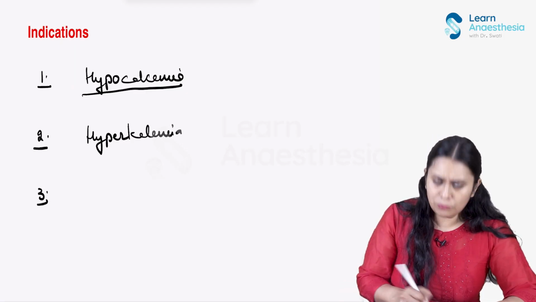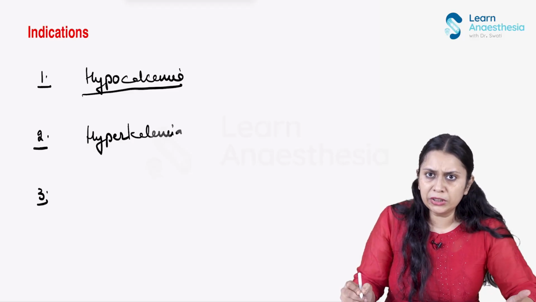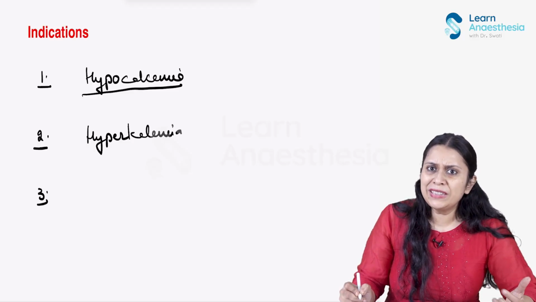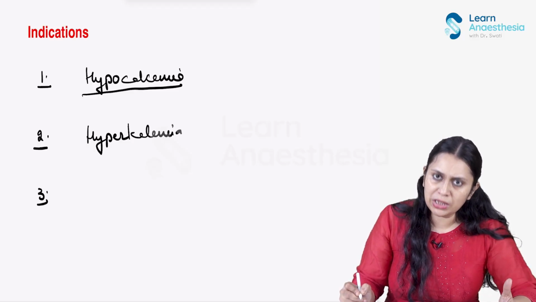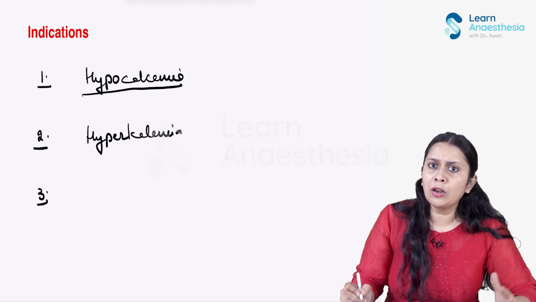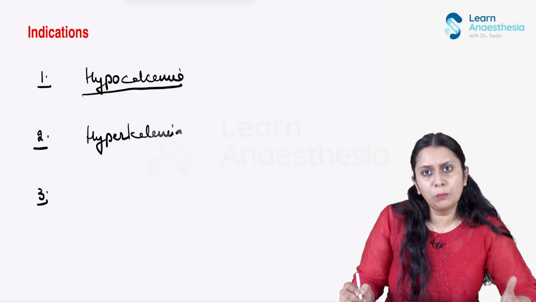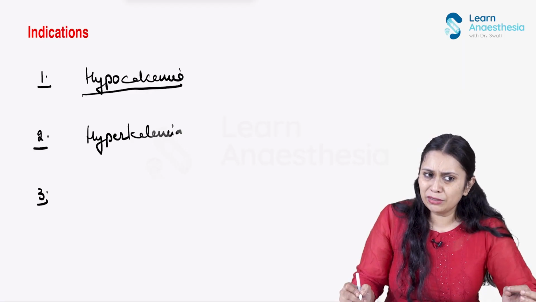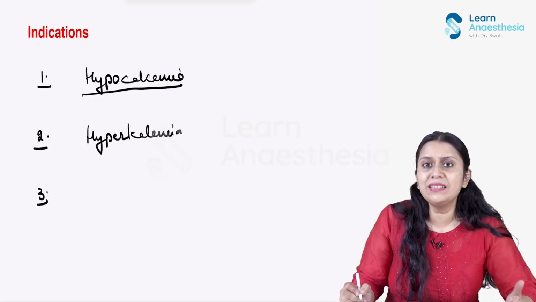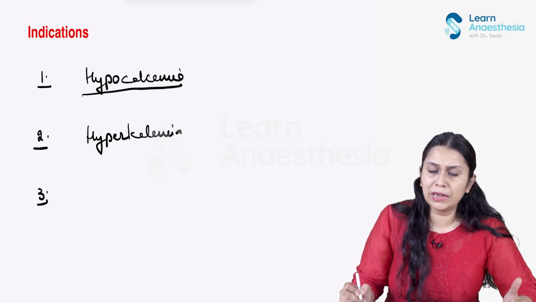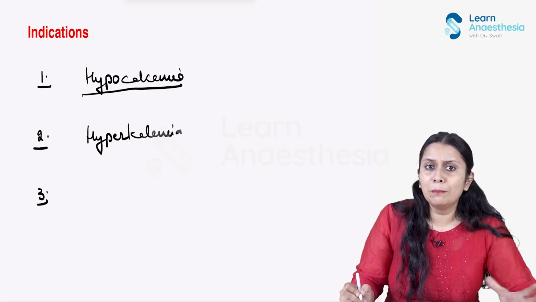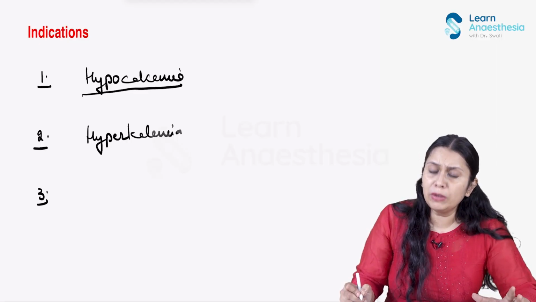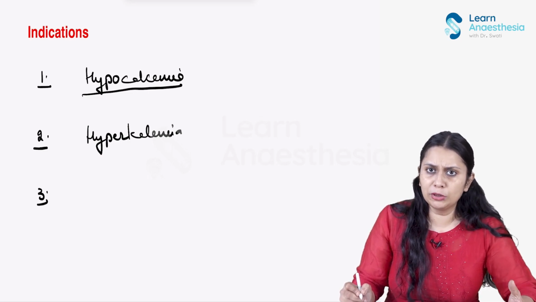Then there are a few more indications, off-label indications. We use calcium gluconate in treating beta blocker toxicity and also calcium channel blocker toxicity. And there is one acid, hydrofluoric acid. Burns caused by this acid can also be very effectively treated by calcium gluconate gel. So I will talk about all these things.